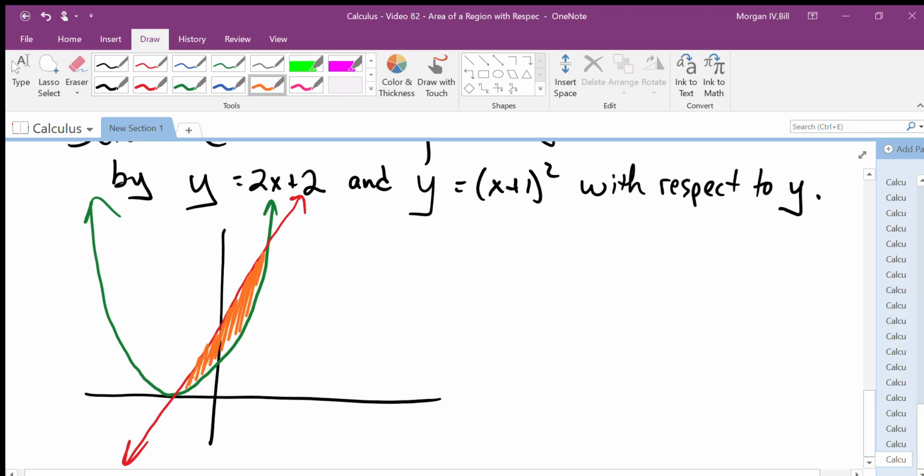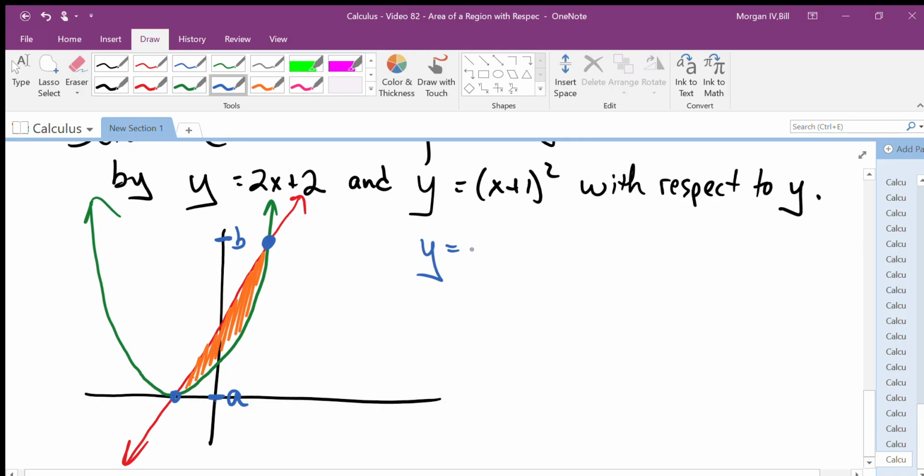Okay. Same intersection points, only now the intersection points aren't going to be for the x-axis because I want this with respect to y. I want intersection points on the y-axis. It's this a value and this b value, from that point there to that point there on the y-axis. So my a to b here are y bounds. And I need to turn both of my equations into x equals something with respect to y, or in terms of y. So let's do that here.